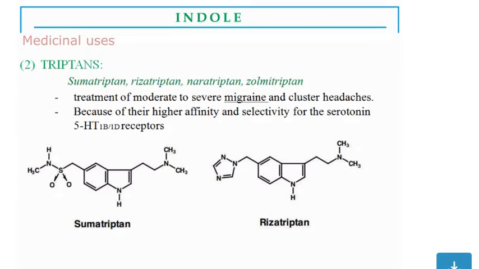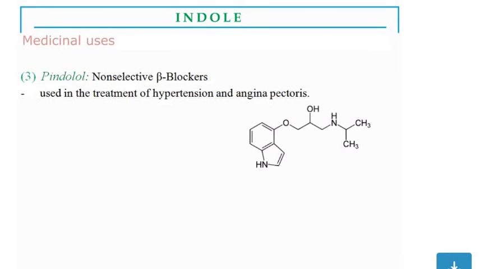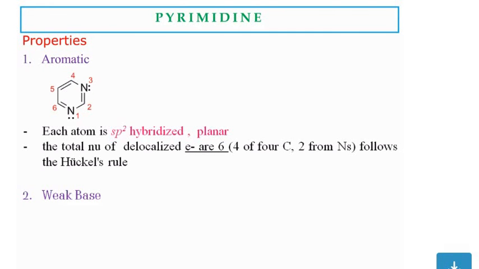Now, indoles, medicinal uses: sumatriptan and rizatriptan. Pindolol, a non-selective beta blocker used in the treatment of hypertension and angina pectoris. You can see the structure which contains indole.